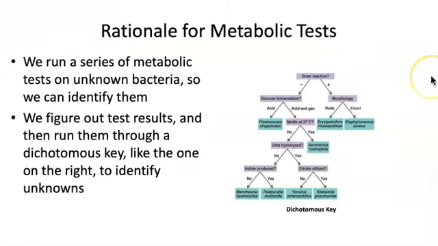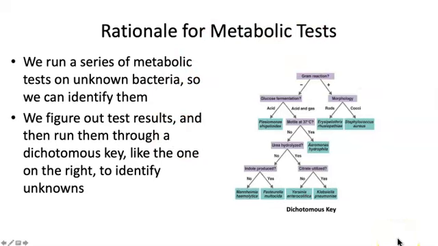Before we get into today's metabolic tests, I just want to reiterate what the whole purpose of these is. So the goal behind metabolic tests is to identify bacteria. And we do this by using a lot of metabolic tests all together so that we can build a profile of a given bacteria. And so once we figure out all the test results, then we run them through a flow chart called a dichotomous key. And there's one of those shown here on the right.